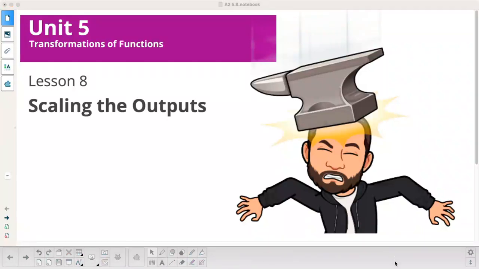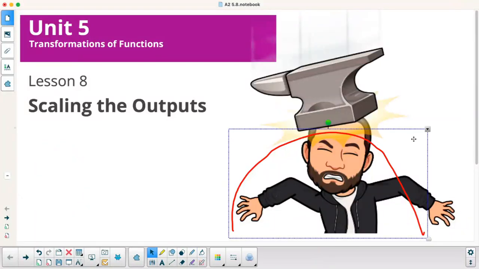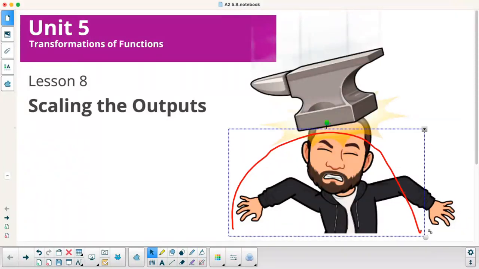Illustrative Math, Algebra 2, Unit 5, Lesson 8 is called Scaling the Outputs. What we're going to be talking about today is a vertical stretch or compression. I actually chose this Bitmoji here for a reason. If I have a function, let's say a parabola, we are going to be stretching it or compressing it vertically.